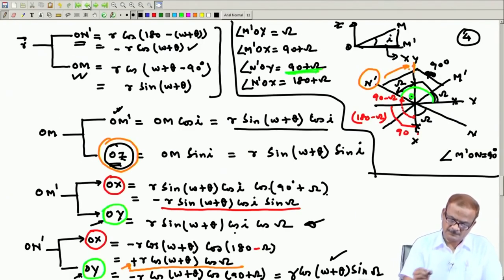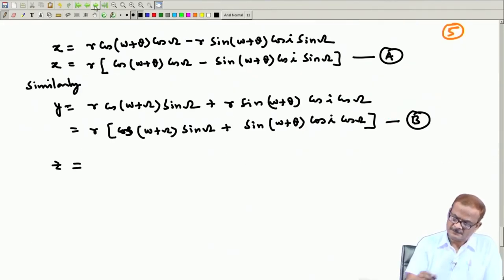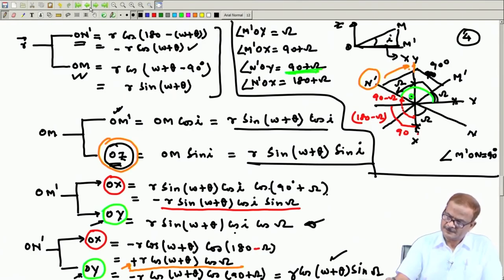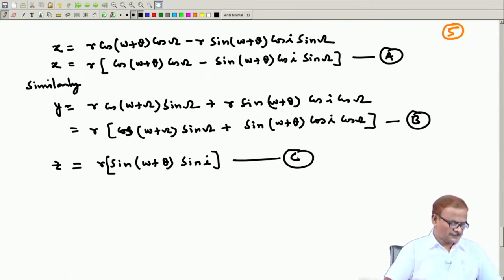And z equal to, here it is written r sin(omega plus theta) times sin i. So, these are the three expressions we are getting. Okay, thereafter the things are easy to work out.